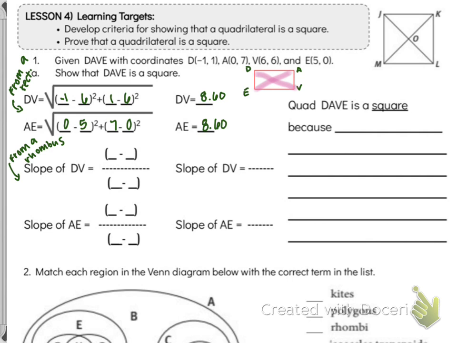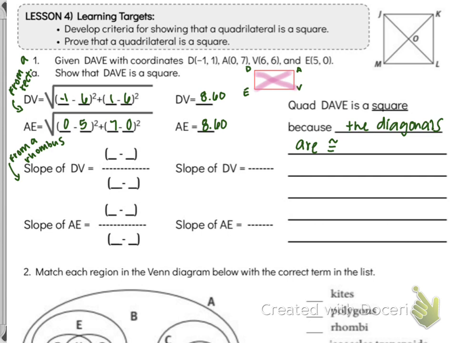So all of this work right here just proved that it was a rectangle. Okay, so let's go ahead and write that down. So quadrilateral DAVE is a square because the diagonals are congruent. So all that work that I just did just proved that it was a rectangle. Okay. Next thing, we're going to look and see if it's a rhombus. So to prove it's a rhombus, we're going to take the slopes of those diagonals. So go ahead and get the slopes of those diagonals, please.